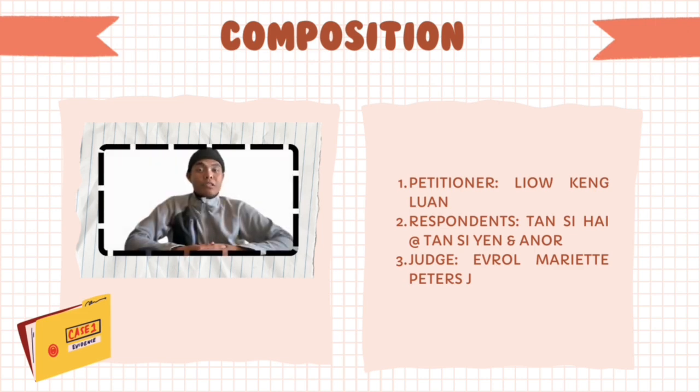Okay, the composition of the case Liow Keng against Tan Si Hai, alias Tan Si Yen, and Anna involves the following key individuals. First, the petitioner is Liow Keng and the respondent is Tan Si Hai, alias Tan Si Yen, and Anna, and the judge is Everald Mertier Peters J. These are the primary parties involved in the legal proceeding outlined in the document.